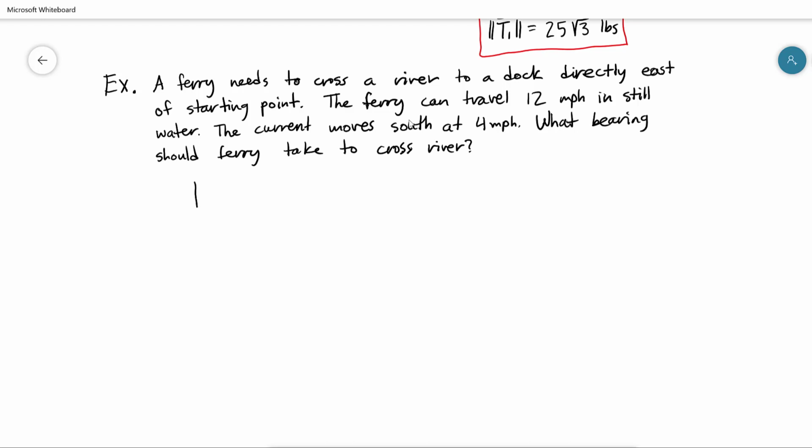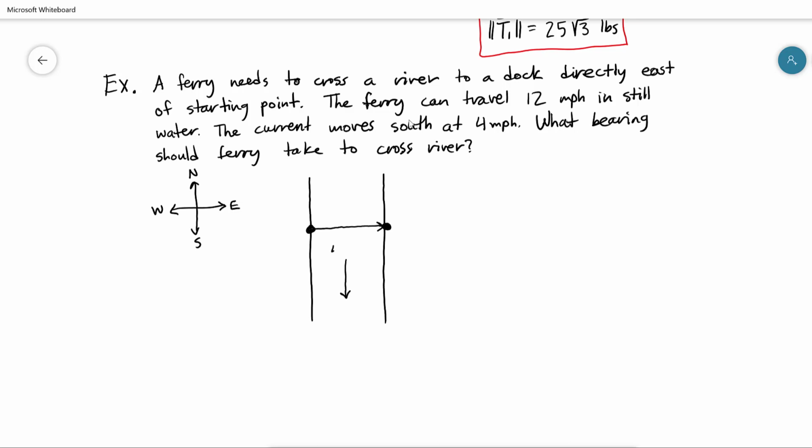Okay, so basically, let me just put in our little compass here. We have our north, east, south, and west. And we've got a picture that looks like this. We've got a river that's flowing due south. And the ferry's starting at this point, and we want it to wind up going straight across to this point. So that's where the ferry's going.